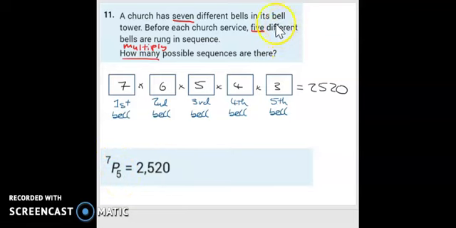Now if the question had left out this word different, if it had said before each church service 5 bells are rung in a sequence, meaning that some of the bells could have been repeated, it would have been 7 times 7 times 7 times 7 times 7. But because it included the word different, we had to keep subtracting 1 each time so that we didn't repeat any bells.